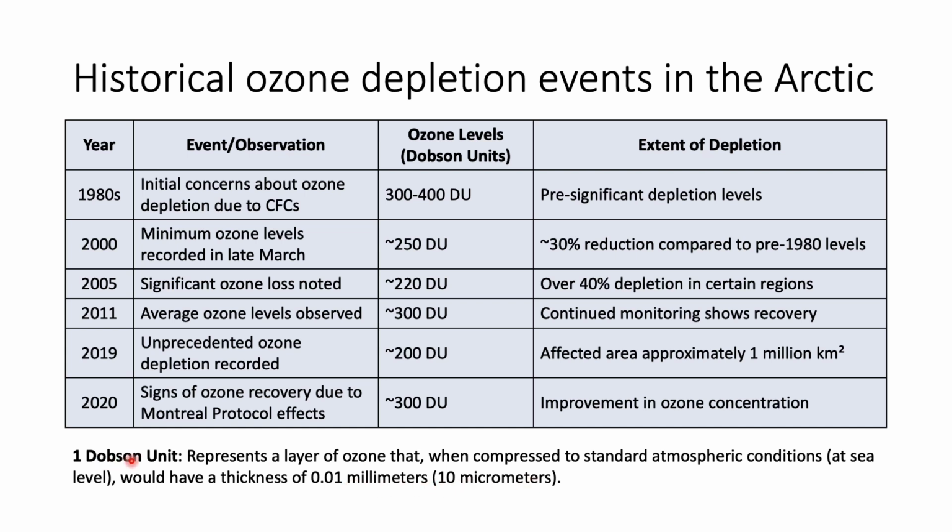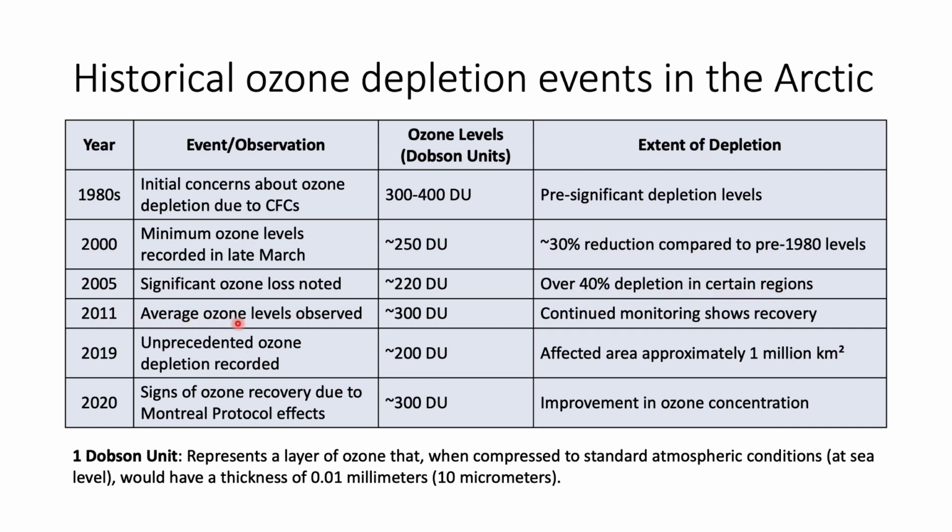That is what is called 1 Dobson unit. So here in 1980 we had around 300 to 400 Dobson unit, but in 2000 the minimum ozone levels recorded in late March were around 250. There is a 30% reduction compared to the pre-1980 levels. In 2005, there is a significant ozone loss. The value reached approximately 220 Dobson unit, that is over 40% depletion in certain regions.